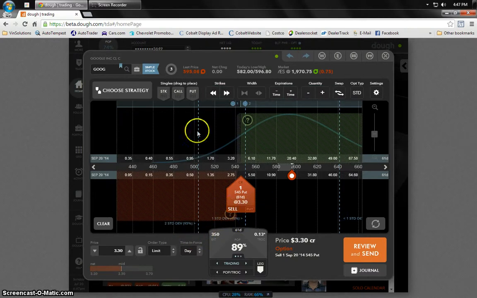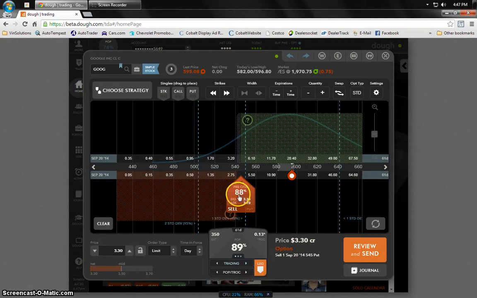Boom. See, Google is trading at $595. You're going to sell a put at $545, which is one standard deviation out of the money. You're going to collect $3.30 to do it, or $330. You're betting you have an 88% chance of being right.